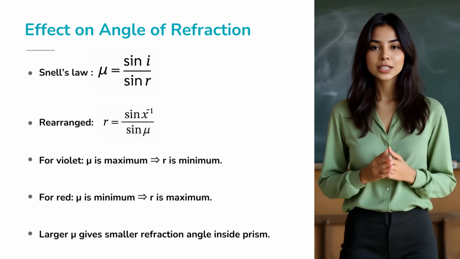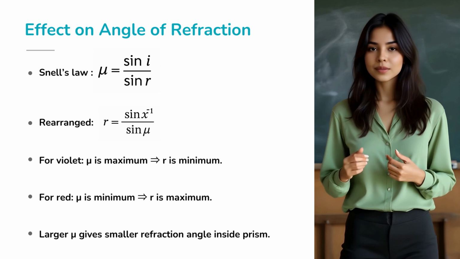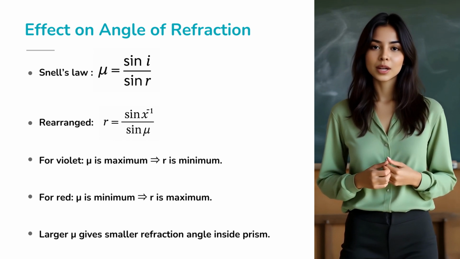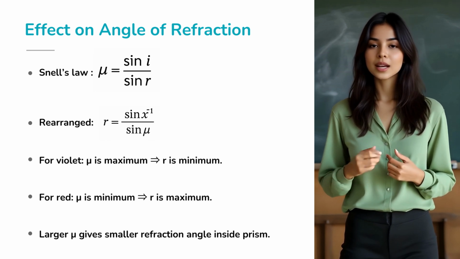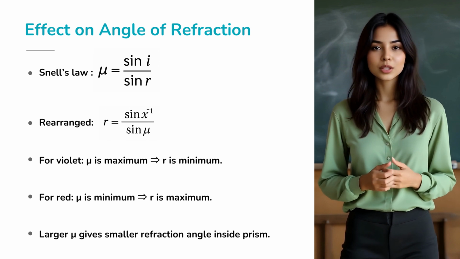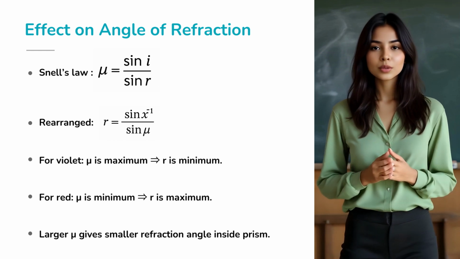Alright, let's take it a step further. Remember Snell's law from earlier? It says mu equals sine of i divided by sine of r. Here i is the angle of incidence and r is the angle of refraction. If we rearrange, we get r equals sine inverse of sine i divided by mu.